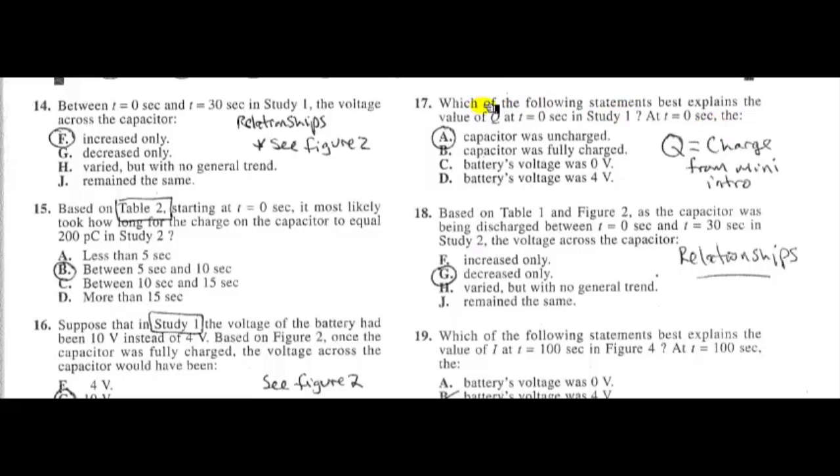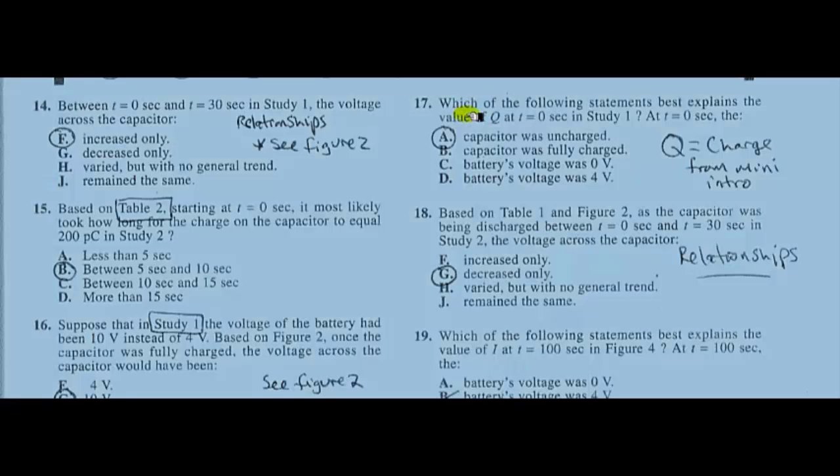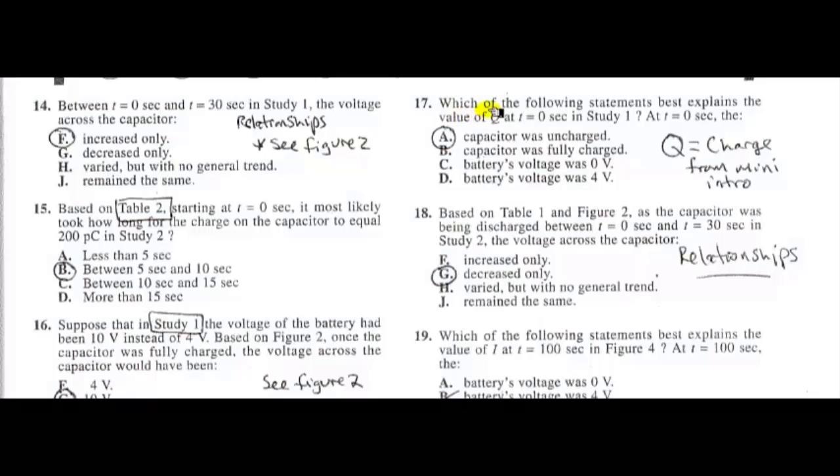First of all, I look at this and I say, I don't remember what Q was. It's kind of a boring passage. Even though I've had this kind of material before, the physics stuff here is a little boring. I don't know what Q is. So what we need to do is define what Q is from the mini introductory paragraph. Remember, we're in Study 1. They have to give us a definition of Q in Study 1.